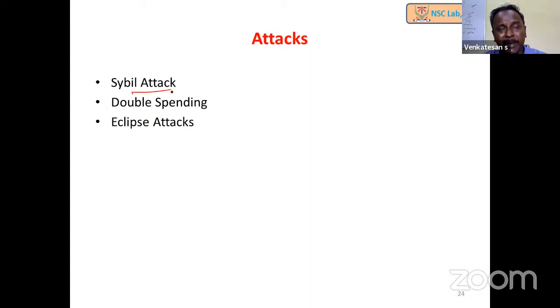So what is going to happen? Let's say that we are going for consensus based on the majority. Now the same node is claiming as 100 nodes, and it is going to give the vote for the majority. Then what's going to happen? Whatever that Sybil node is going to decide, that is going to be the decision.